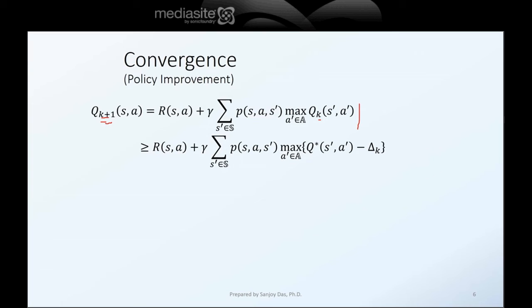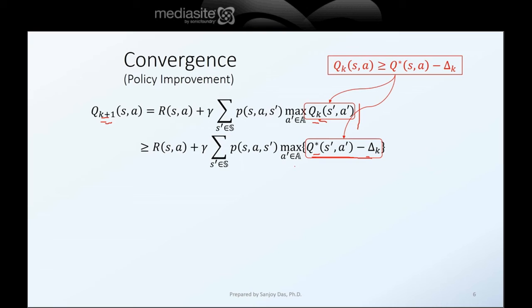And this is greater than or equal to R plus gamma times summation probability of the max of this. This is the only difference you see here. Here it's QK S prime A prime, and I replaced that with Q star S prime A prime minus delta K. So instead of QK, I have Q star here, and I have this negative delta K here. And why? This is a straightforward outcome of what we just observed earlier. All I've done is replace S and A here with S prime and A prime. That's why I have this greater than or equal to sign, which comes right from here.